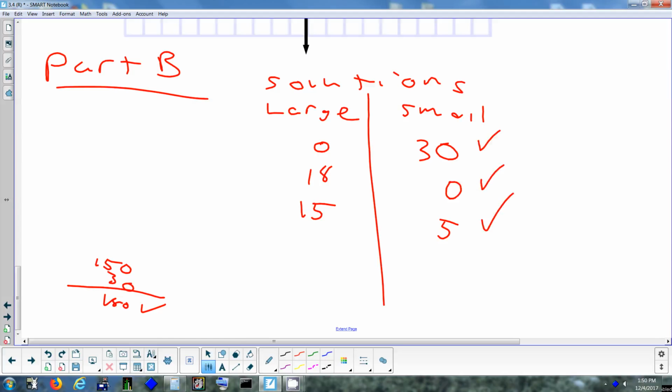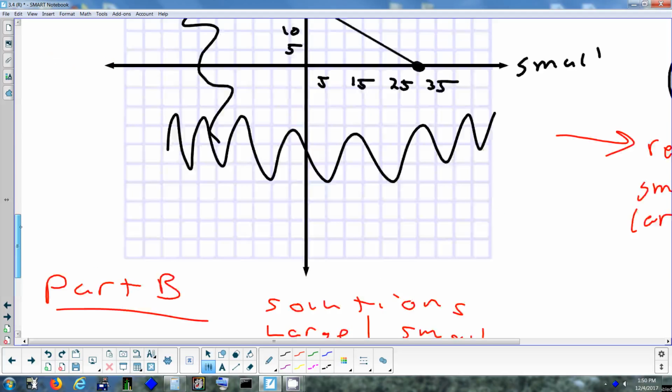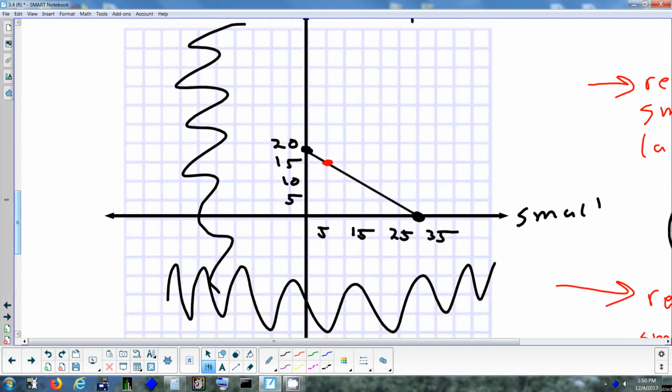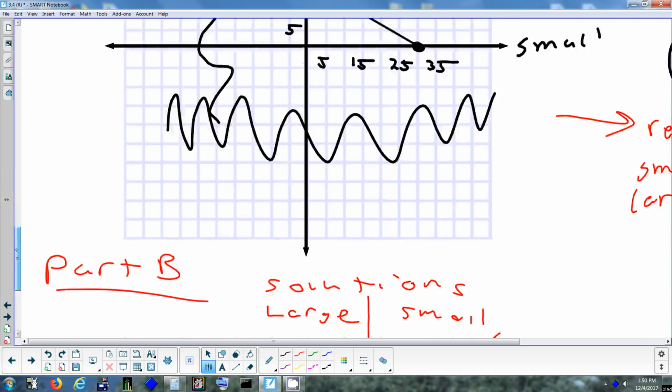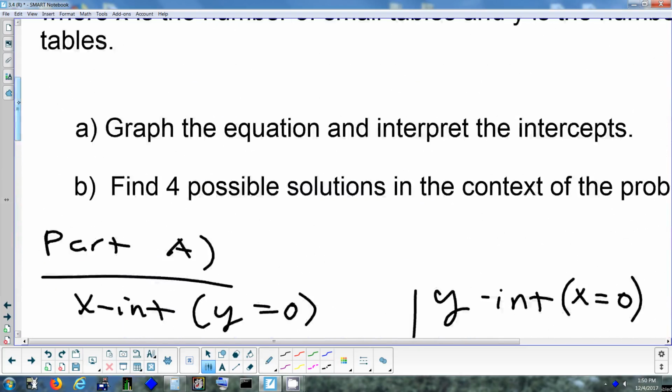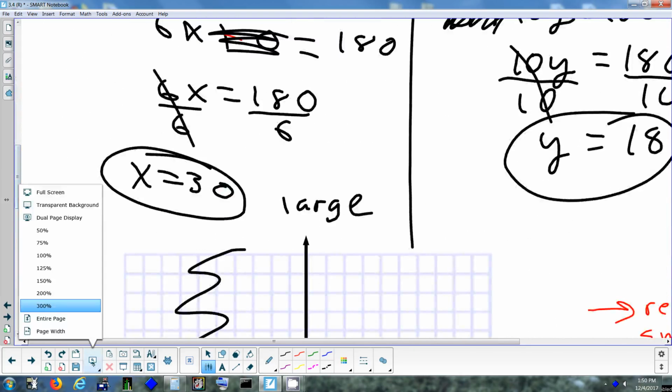You just make a graph, and then you look where your graph crosses. If I was going to look at another one, it's kind of hard to tell, but it might be like 20 small tables and maybe 6 large or 7 large. I'd have to check it. Maybe somewhere around there. Okay, so did we do everything? Graph it, find 4 solutions. We're good. Questions on that one?